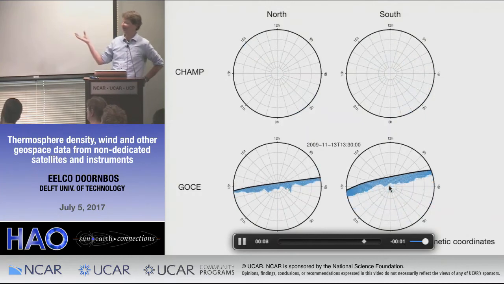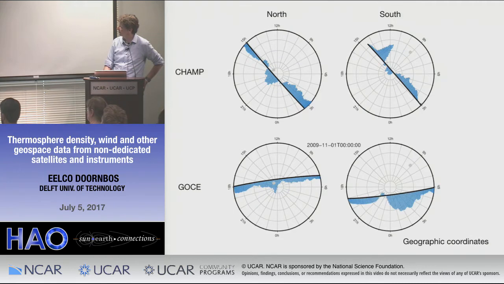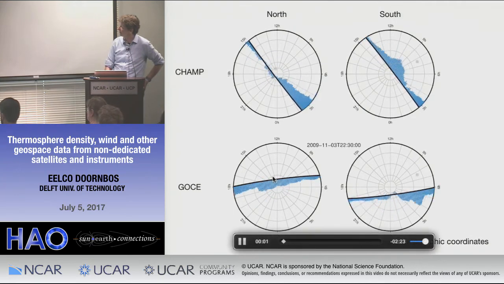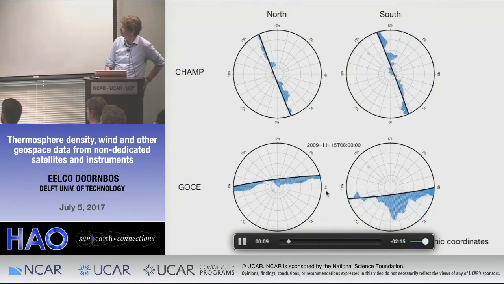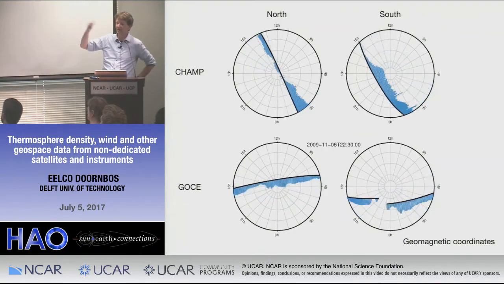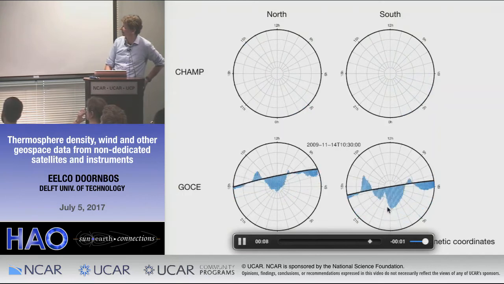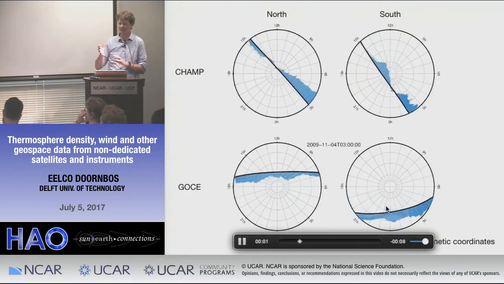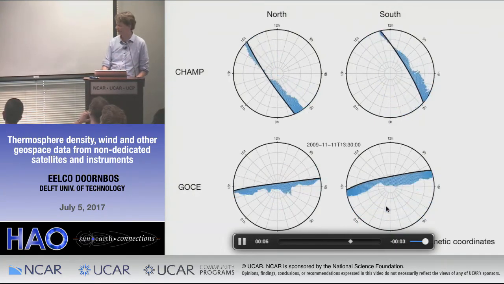But also here you should be careful, because if we go back to the geographic coordinates, you can see, for example, for GOCE, that the satellite is always passing on the northern hemisphere on the day side, and always in the southern hemisphere on the night side. And if you look at the geomagnetic coordinates, you can see that there's a whole range in day side and night side with respect to the geomagnetic pole. But if you would interpret this in terms of differences between the hemispheres, then you're making a systematic error.